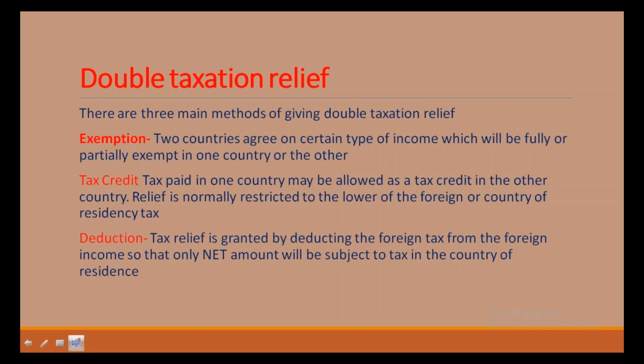Deduction, that is basically whatever taxes you have paid there, it's not a credit, it can be deducted straight away and you pay only the net amount here. So three methods: total exemption, partial exemption, tax credit, or deduction.